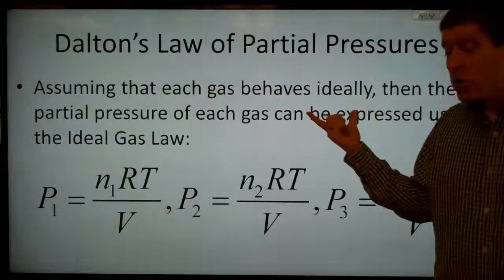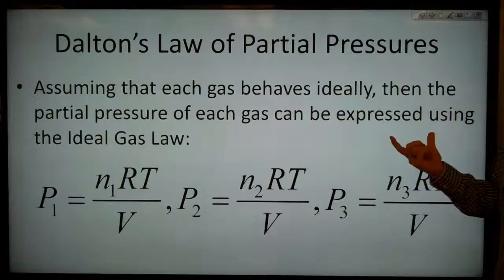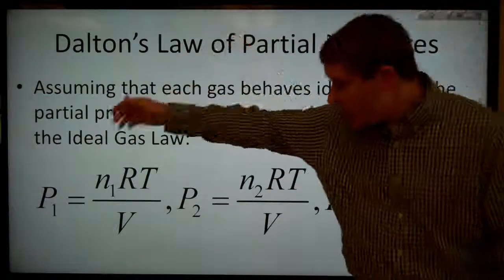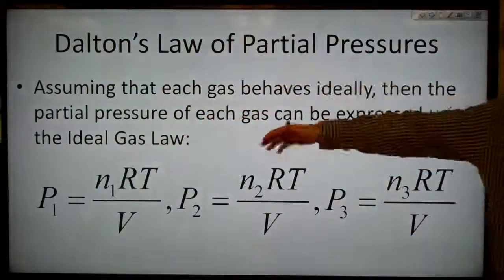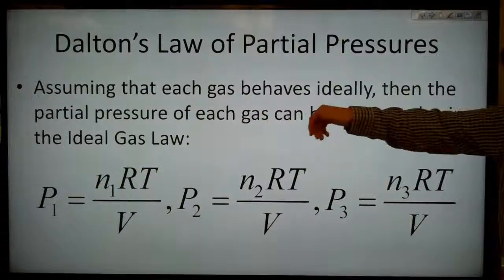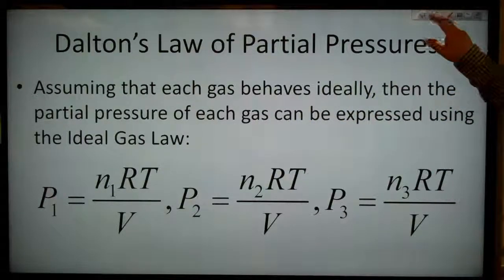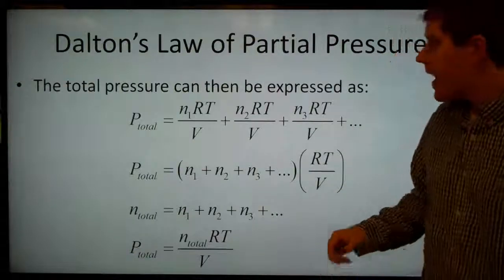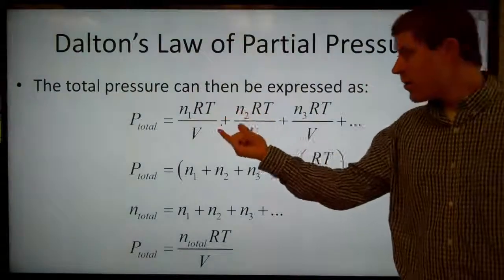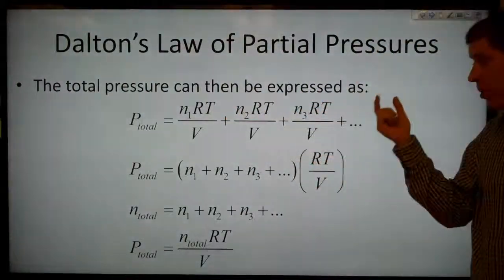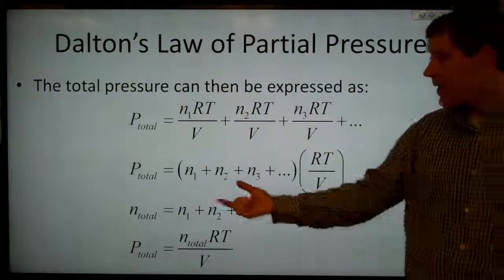So if we assume that each gas behaves ideally, then the partial pressure of each gas can be expressed using the ideal gas law. So P1 is equal to n1 RT over V, and P2 is equal to n2 RT over V, and P3 equals n3 times RT over V, and so on, for however many components you have. And that means that the total pressure can be expressed like this. P total is equal to n1 RT over V plus n2 RT over V plus n3 RT over V. And that means, of course, we can factor out RT over V.